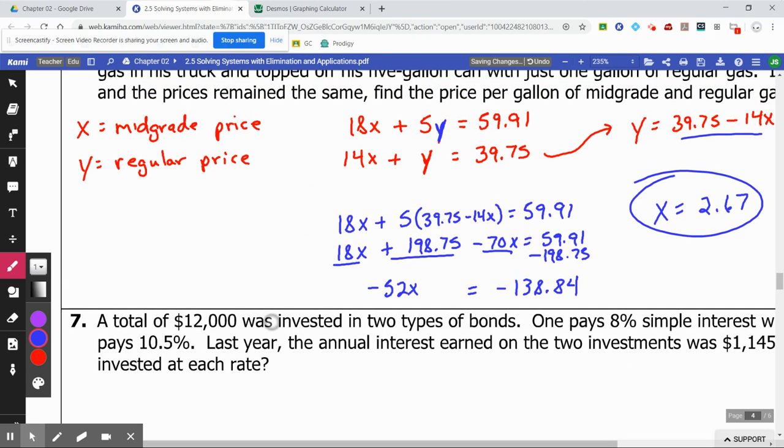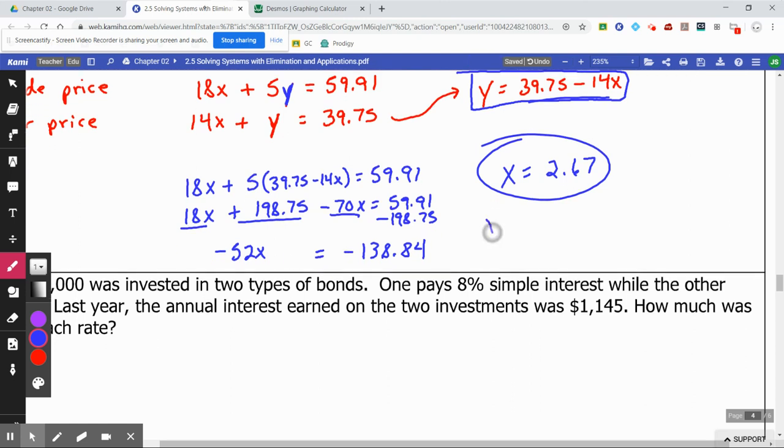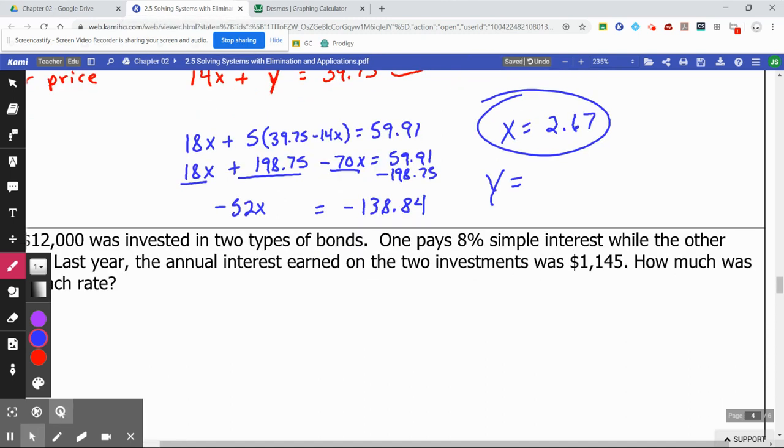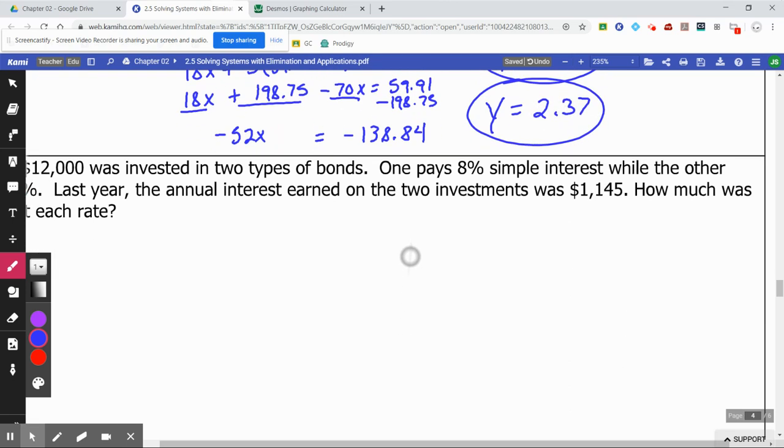Now let's see how much you paid for the regular. Take either one and plug it in. Again, the best place if you're using substitution to plug it in is always where you solved for your y. So to figure out what y is equal to, you're going to do 39.75 minus 14 times 2.67, and you're going to get $2.37. So that's how much you paid for mid-grade and how much you paid for regular.